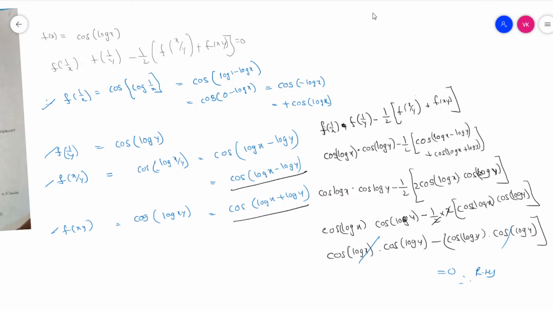This is about the 1A exercise, and in our next class we will go for composite functions and inverse functions, and after that we will do 1B also. In the 1B exercise also I will explain each and every question.